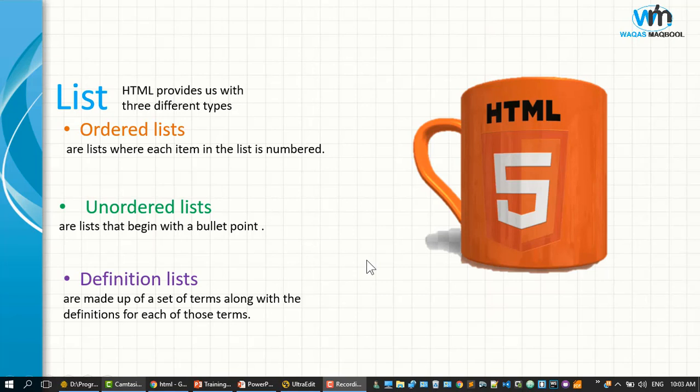In this lecture, I will tell you what a list is and how I can use it in an HTML document. Lists provide us three different types. One is the ordered list. Ordered lists are lists in which each item is numbered, in an ordered manner. Unordered lists begin with bullets. There is no serial order in the unordered list. And definition lists are made up of a set of terms along with the definitions of those terms.